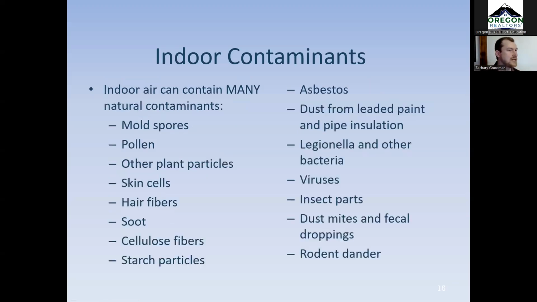Indoor air can contain many natural contaminants, including mold spores, pollen, plant particles, skin cells, hair fibers, soot, cellulose fibers, starch particles, asbestos, dust, Legionella, viruses, insect parts, dust mites, rhododendron. No, a really, really gross list of things. But it's helpful to know that because when we're talking about someone that goes into a house and they're immediately seeing issues with their health, it might not be mold. Certainly could be, but there are other factors that should be considered so that you don't narrow in on one when there could be other things at play.